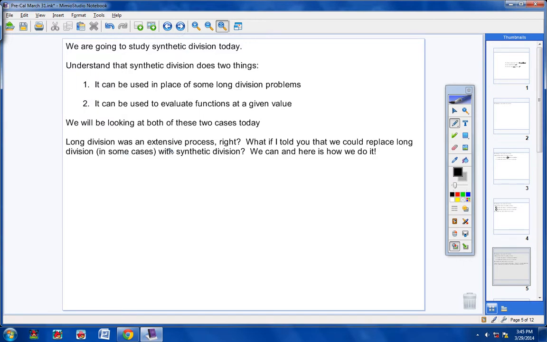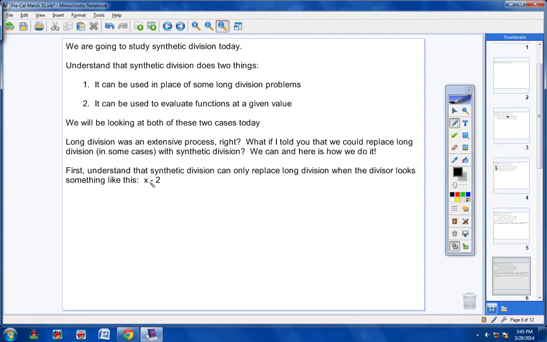Long division was an extensive process, correct? Sure it was. What if I told you that we could replace long division, in some cases, not all cases, with synthetic division? We can do that, and here's how we do it. It's really a neat process. First, understand, please listen guys, first understand that synthetic division can only replace long division when the divisor looks something like this, x minus 2.